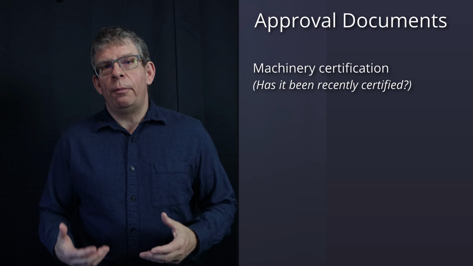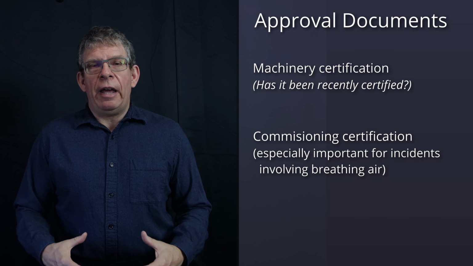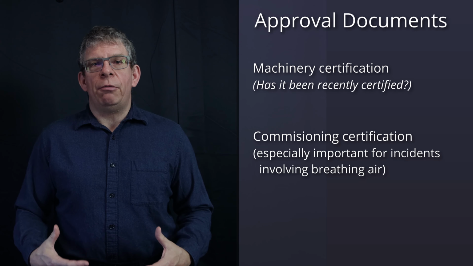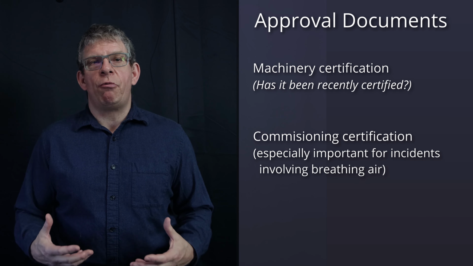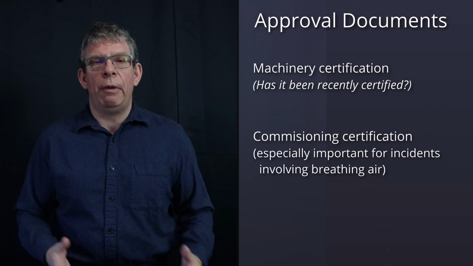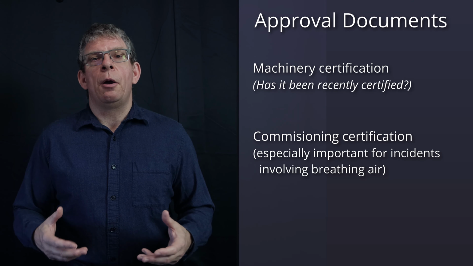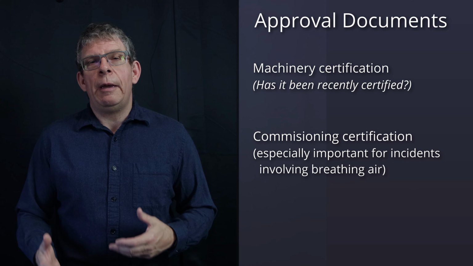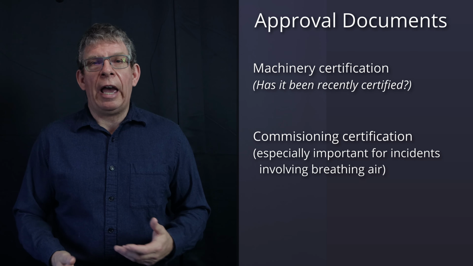The next thing is commissioning certificates. Depending on the systems or machinery, they may need to be commissioned prior to being used on the job site. A good example is air handling units or air extraction units. A lot of times these will need to be commissioned and certified prior to being put into use. They may even require annual recertification. You'll need to look into that.